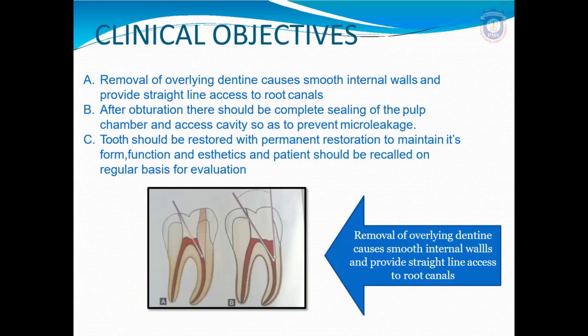The clinical objectives of biomechanical preparation include that removal of overlying dentin causes smooth internal walls and provides straight line access to the root canals. After obturation, there should be complete sealing of the pulp chamber and access cavity so as to prevent microleakage. The tooth should be restored with a permanent restoration to maintain its form, function, and aesthetics, and the patient should be recalled on a regular basis for evaluation. Removal of overlying dentin causes smooth internal walls and provides straight line access to the root canals.